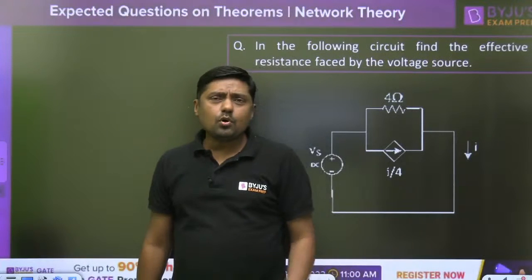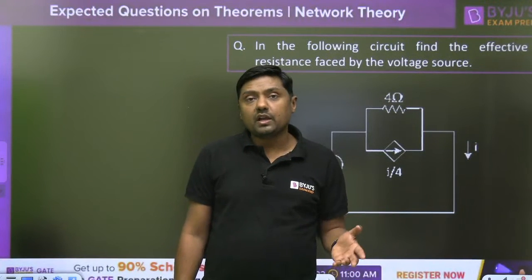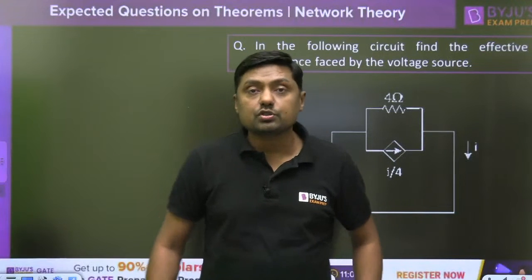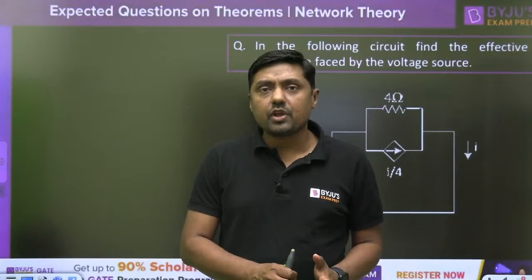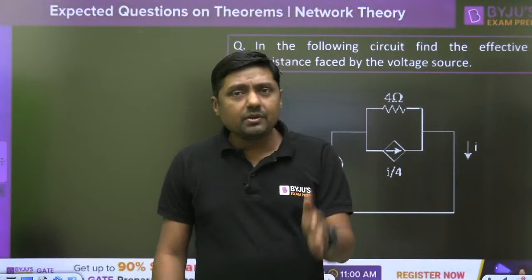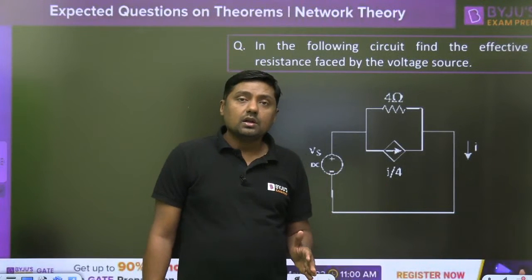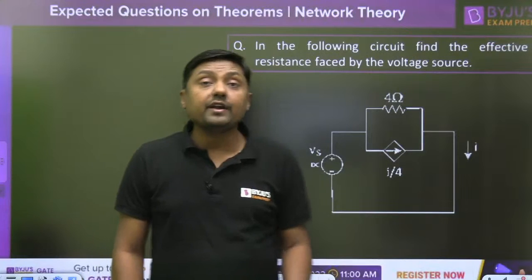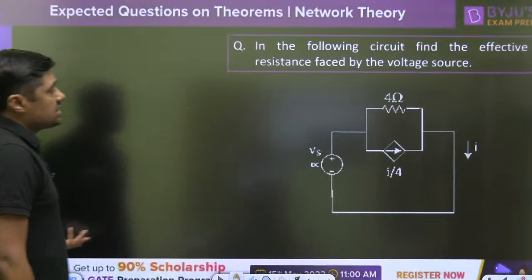Always remember, in a number of cases, input resistance is asked. For example, in analog, what is the input resistance seen by the voltage source? What is the input resistance seen by the current source? This type of question we get. What is the input resistance of a particular amplifier? Common emitter, common collector, common base, common source, common drain, common gate. We have to find the input resistance. What is the meaning of the input resistance?